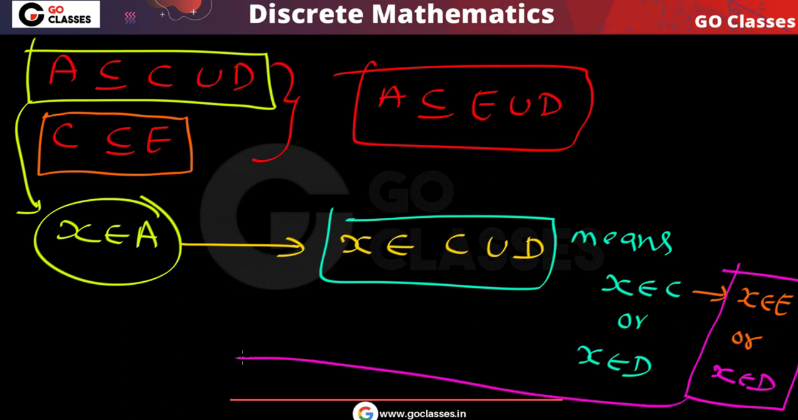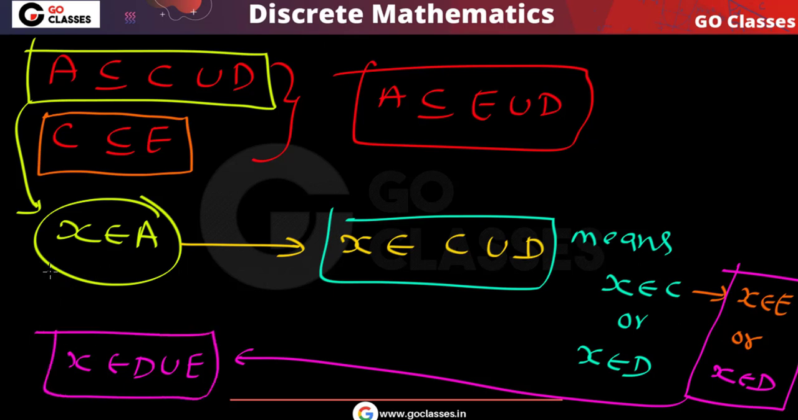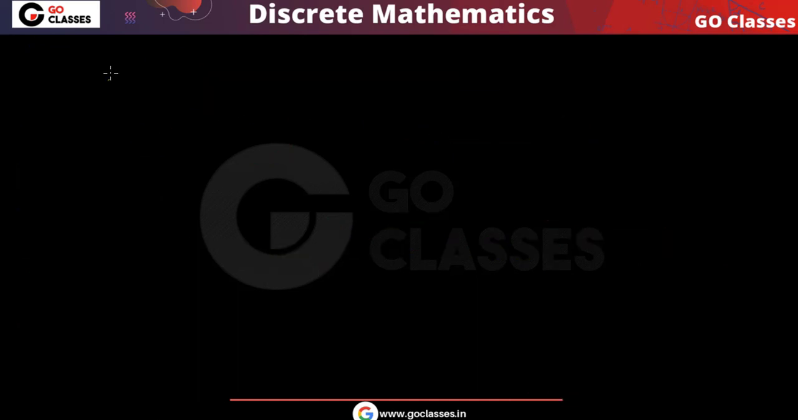So from these two, I can say that X belongs to D union E. And you can notice that X belongs to A, so X belongs to D union E, and this is the proof that A is also a subset of E union D. So from this question, you can see this fact.